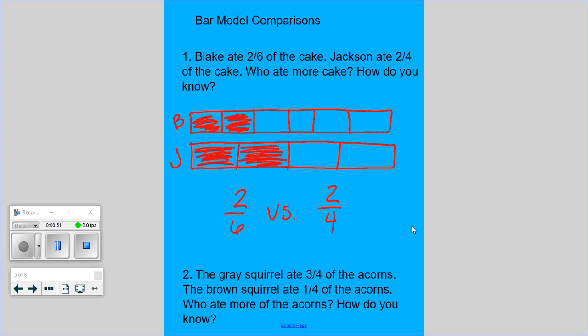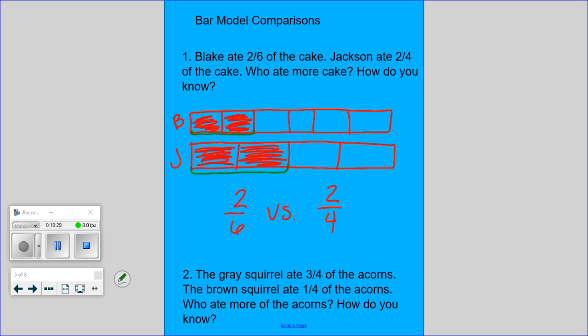Who ate more cake? Colin, who ate more cake? How do you know? Because his two colored in spaces are bigger than Blake's. The amount of space of cake that Jackson ate goes from here to here. That's bigger than this amount of cake that was eaten. That's a whole block there.